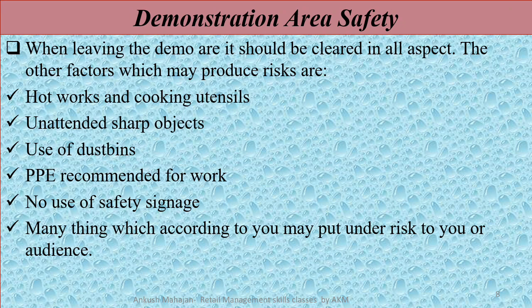The other factors which may produce risk are hot works and cooking utensils, sharp objects unattended, use of dustbin, PPE recommended for the work, no use of safety signages. Many things which, according to you, may put you or the audience at risk must be included under demonstration area safety. So it varies from product to product or industry to industry.